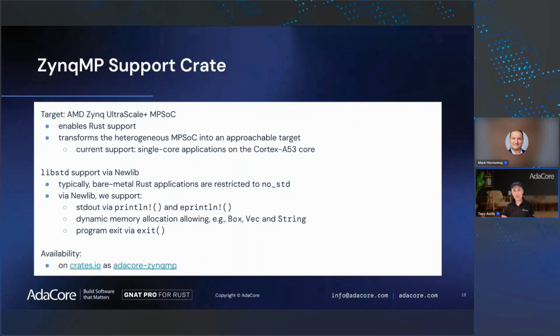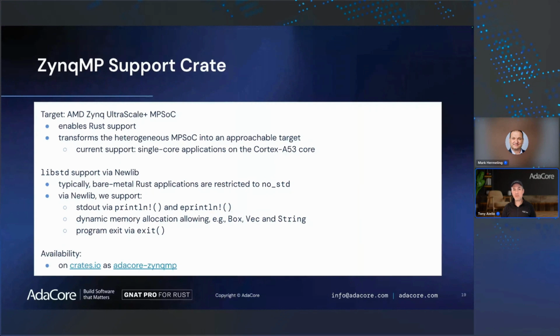libstd typically requires functionality that's provided by an operating system. With NewLib, we're able to make no_std better by giving you support for things like standard out via println and eprintln, dynamic memory allocation, which unlocks Box, Vec, String, and similar, and program exit via exit. So this makes the experience of developing a bare metal Rust application more familiar, more similar to the experience of developing a native Rust application.